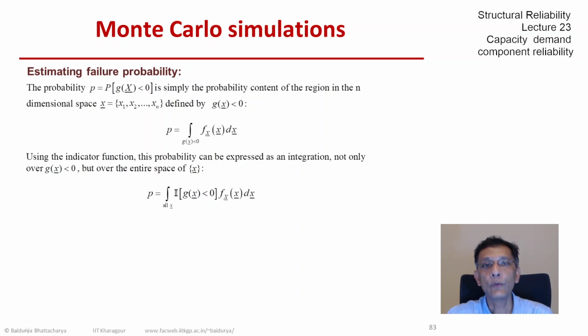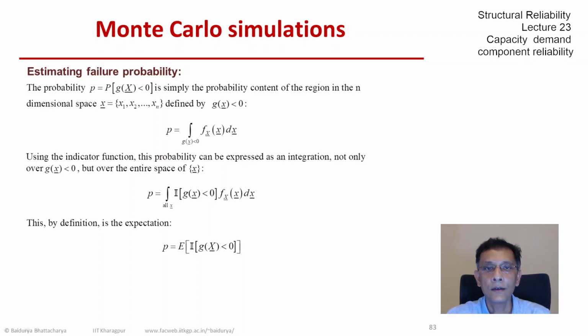And we have seen this function earlier in this course also. So it takes on the value 1 when the argument is true and 0 when the argument is false. So in effect, we did not change the problem statement at all, but now we have the integral performed over the entire domain of the problem.